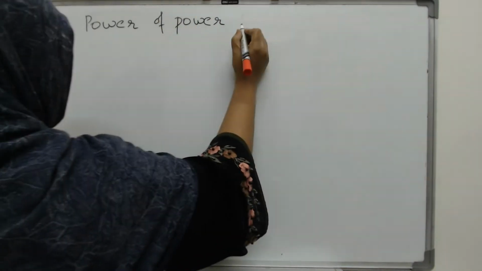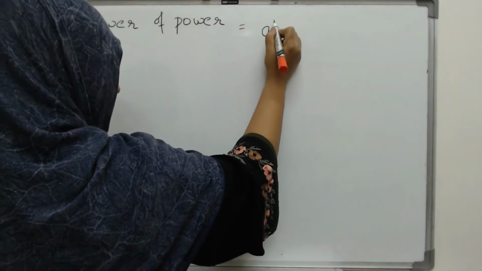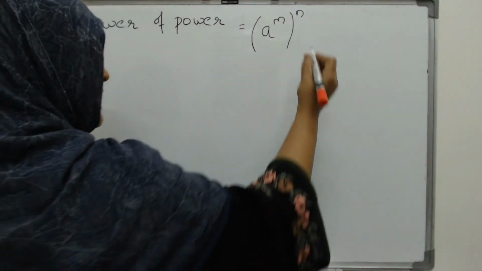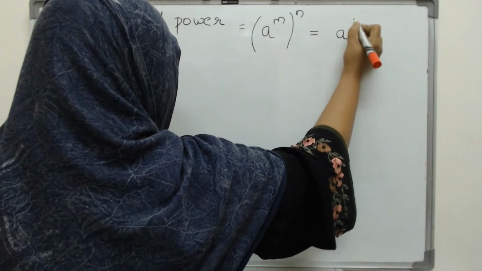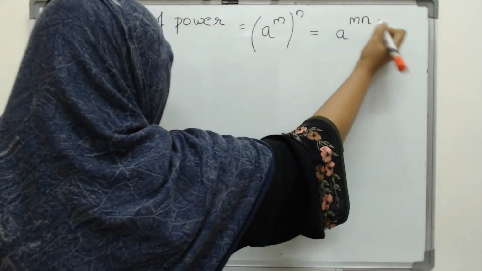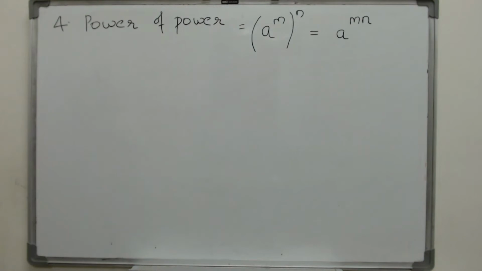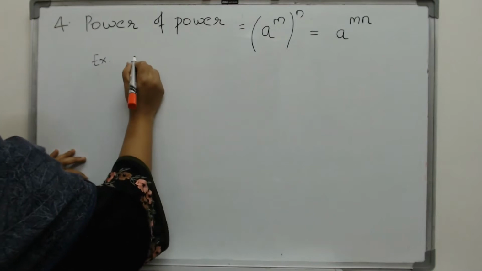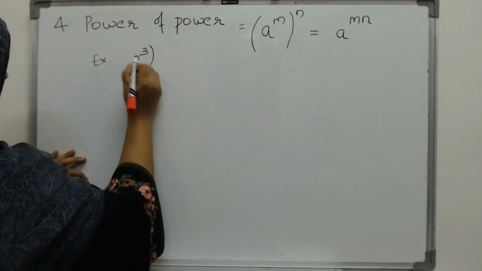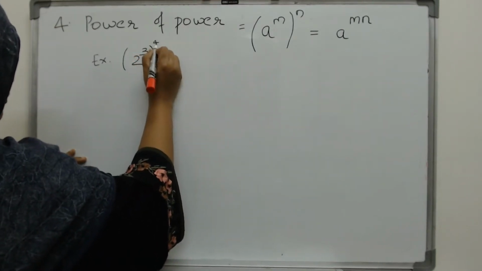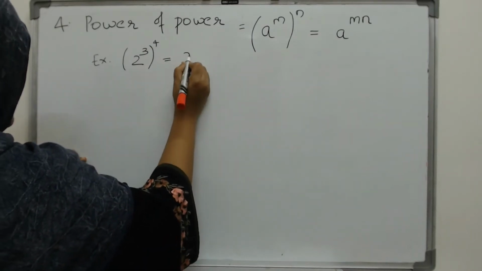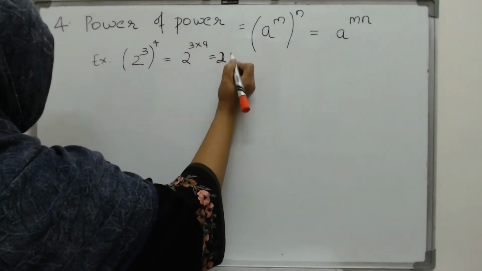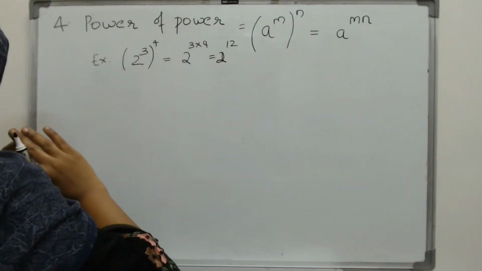So what does this law say? You have a raised to m, the whole raised to n. You have two powers. Then that is equal to a raised to m into n. So let us see with an example how that works. 2 cube, the whole raised to 4. This is the same as 2 raised to 12. That again, the answer is evident.